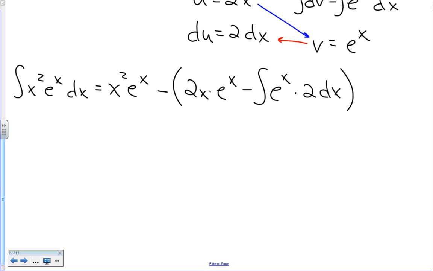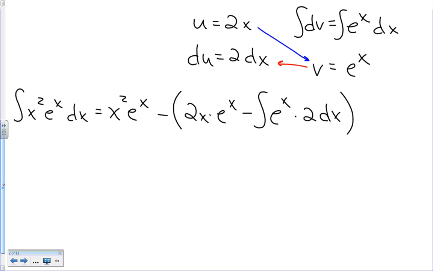All right. So let's see what we end up with here now. We have x squared e to the x. Let's go ahead and distribute that minus sign through there. So you have a minus 2x e to the x. And then you got a plus when you distribute that minus sign through, minus that negative there. So it's plus the integral of 2e to the x. That's just going to be 2e to the x. And then a plus c at the end.